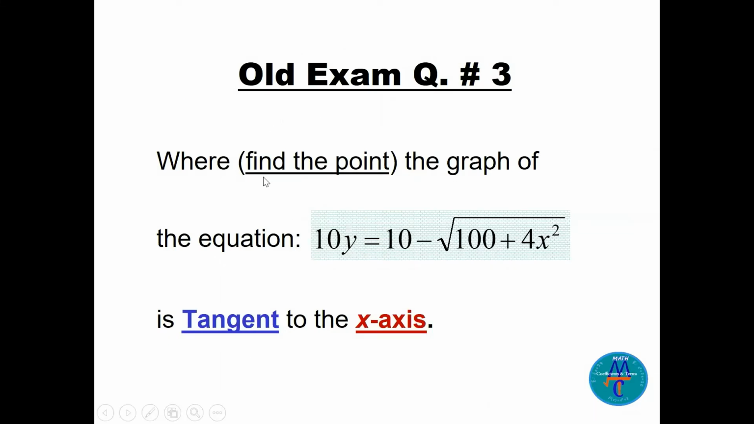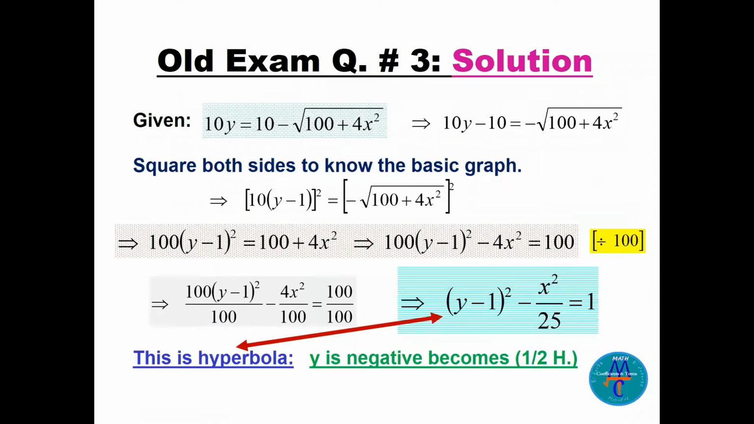Question number 3: find the point where the graph is tangent. We have to rearrange the equation, this one here, to know what the graph is. So I say 10 times (y minus 1) is equal to the negative radical. Square both sides to know the basic graph. So I can square all this. See, I take 10 as common factor, (y minus 1), square it, square all this, including the minus and the radical. So this becomes 100 (y minus 1) squared, and the minus goes, the square root goes, 100 plus 4x squared. So bring 4x squared to the other side and divide by 100.